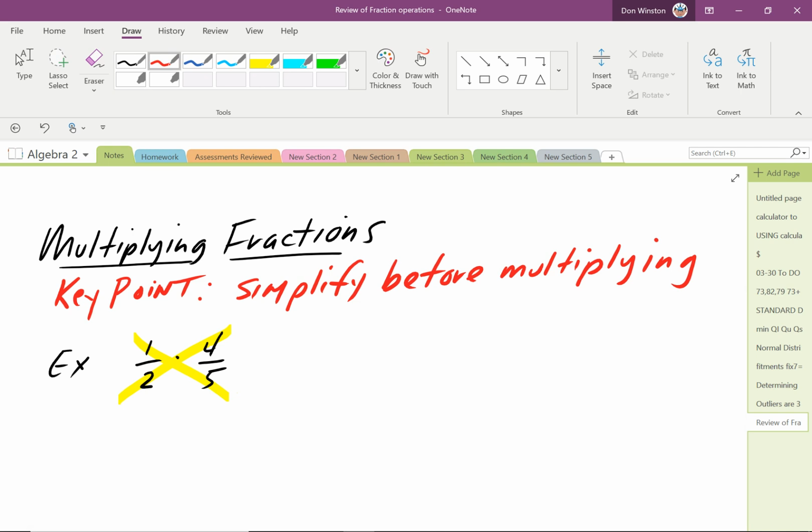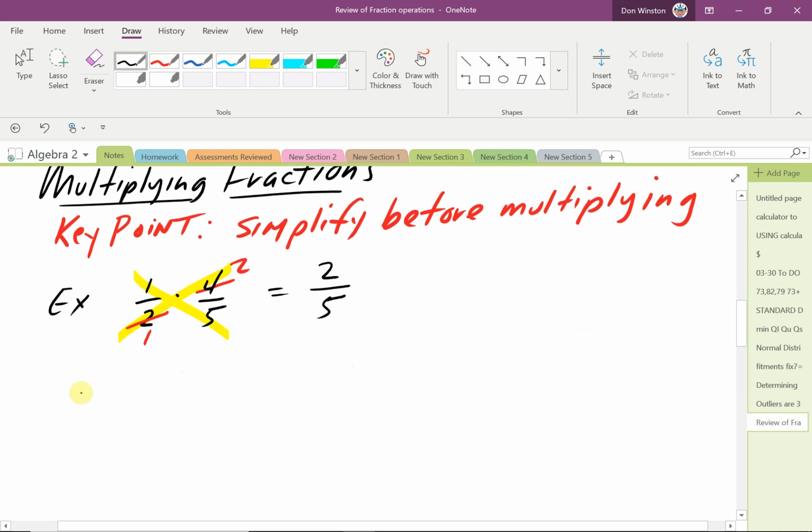Now what can I simplify? So I see 2 and 4. Both, 2 is common to 2 and 4. So I can say 2 goes into 2 once, and then 2 goes into 4 twice. All right? And then I see there's nothing else I can simplify, so now I'll just multiply. 1 times 2 is 2, and then 1 times 5 is 5. So 1/2 times 4/5 is 2/5.